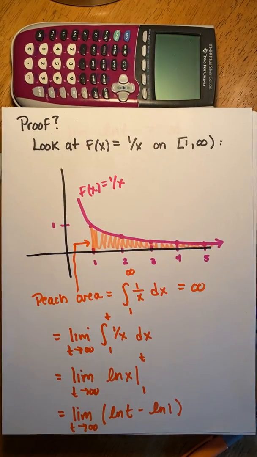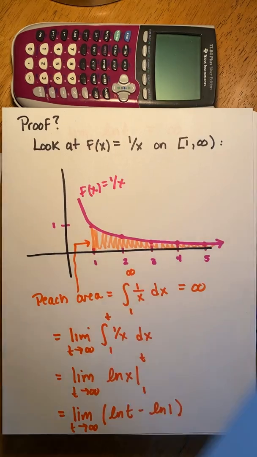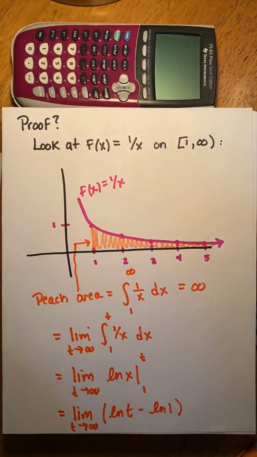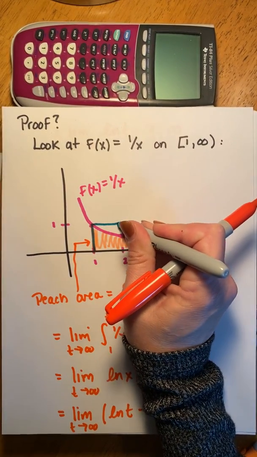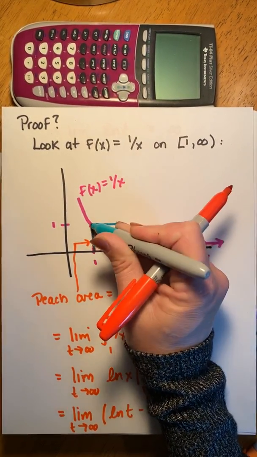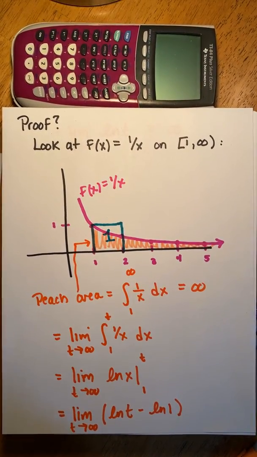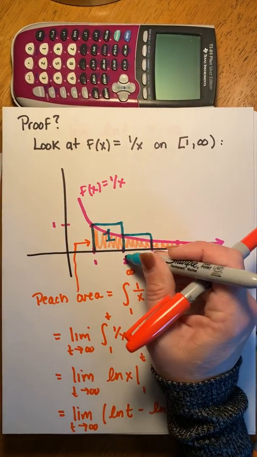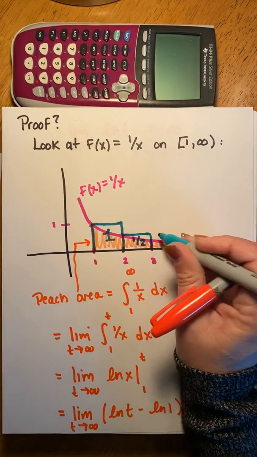All right, so how does that prove that this series is actually infinite? Well, we're going to make a comparison here. I'm going to draw some rectangles. Let's consider this rectangle right here. It has a height of 1 and a base of 1, so this rectangle has area 1. I'm going to look at this one right here. It has a height of 1/2 and a base of 1, so area 1/2.